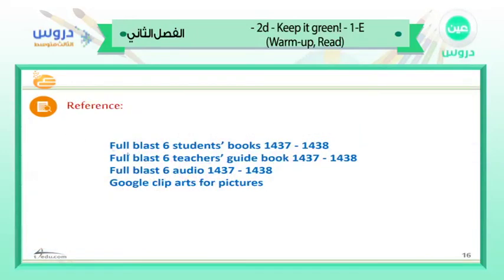So, this is the reference for today's lesson for Class 6: Students' Book for Class 6, Teacher's Guide for Class 6, Audio, and Google Clip Art for pictures.